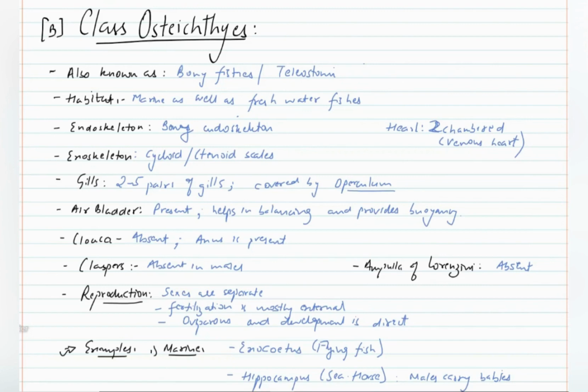In case of Osteichthyes, the endoskeleton is made up of bones. They have cycloid scales. Operculum is present. Air bladder is present, and cloaca is absent. Ampulla of Lorenzini is absent, which is seen in members of class Chondrichthyes. Claspers are absent in males, which are seen in Chondrichthyes. Reproduction is by external fertilization, whereas in Chondrichthyes it is internal fertilization. Osteichthyes are oviparous, whereas Chondrichthyes are mostly viviparous.